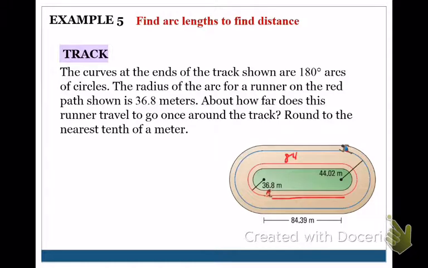and 84.39 down the other straightaway. So far, his distance is 84.39 plus the 84.39. We're going to have to add in these distances here and here, which are going to be the same. So if I find one, I find the other. So I need that arc length. Well, to find the arc length, again, we're going to use this proportion.